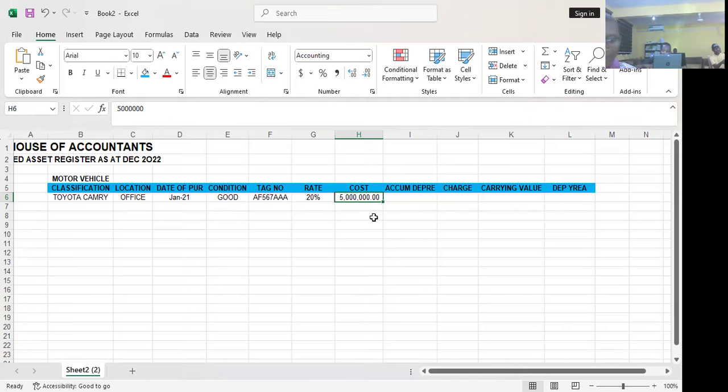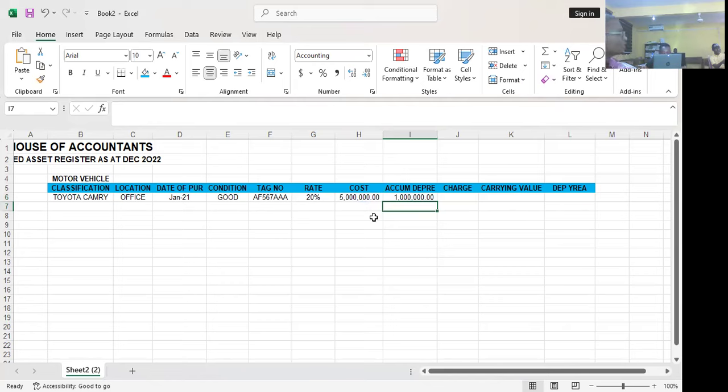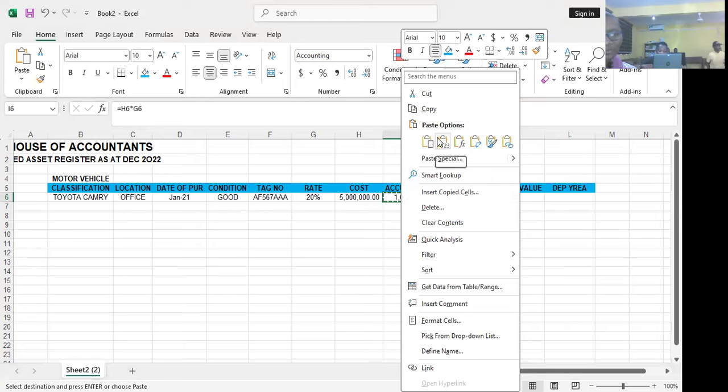So it means depreciation they will have charged last year is how much? Is 20% of this amount. Which should be what? They must have charged 1 million last year. You can just calculate 1 million on it, that's all. Yes. And with you.